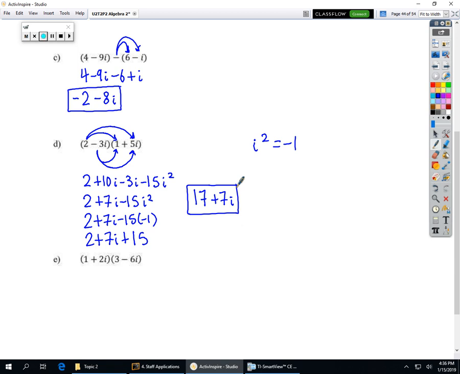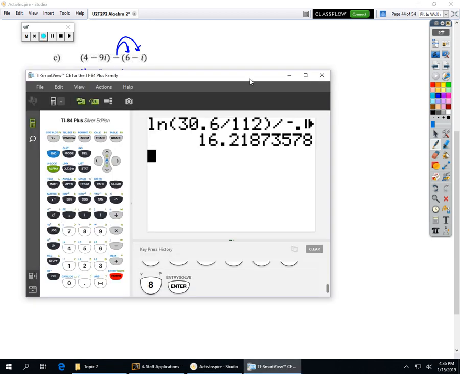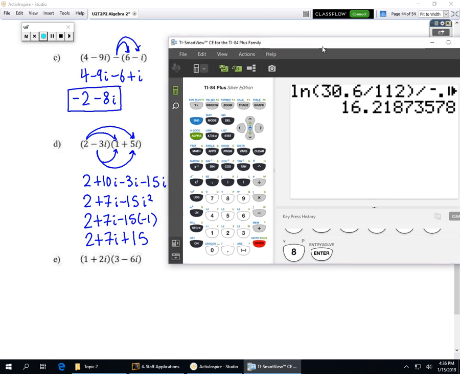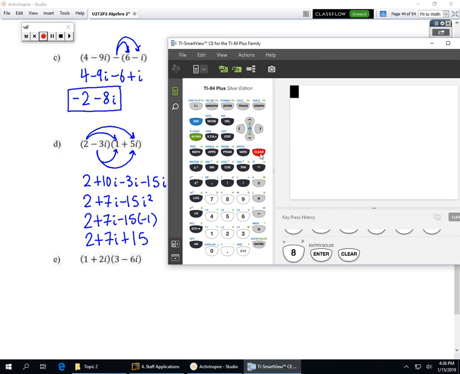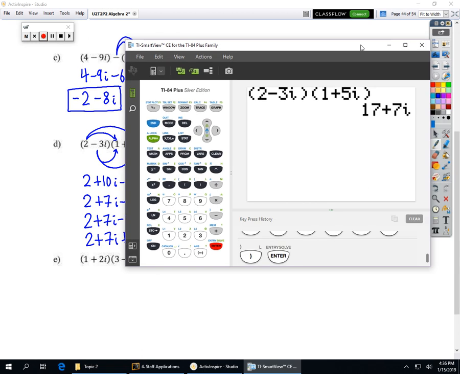So fun fact with this, you are allowed to just put this in the calculator if it says use any method. I know in one test it did say use any method. So you can just put parentheses, 2 minus 3i, there's the i button right there, times 1 plus 5i. If I did it correctly, it should give me, yep, 17 plus 7i. So you have a calculator that can do it for you. Just be aware that this is a lovely, lovely tool for you to use.